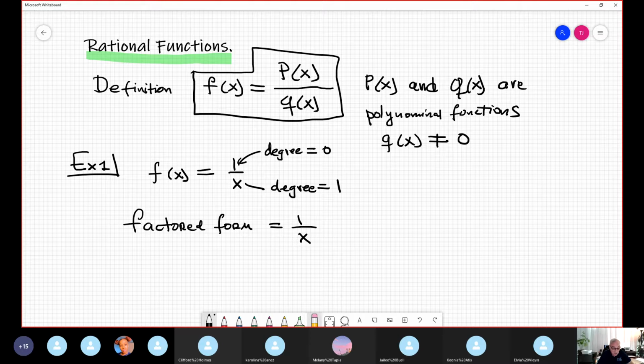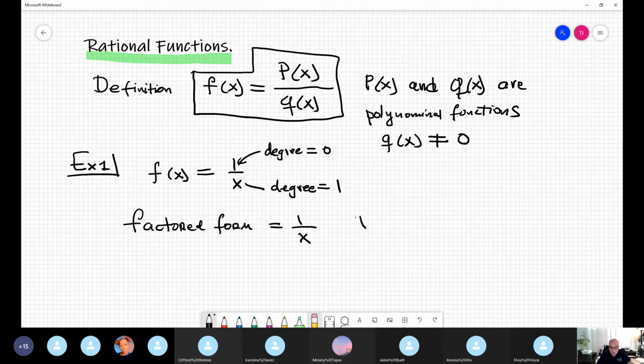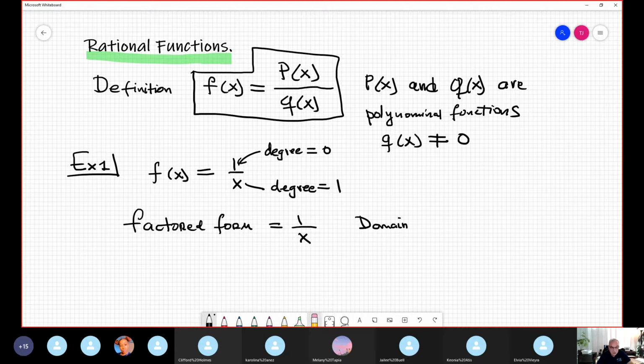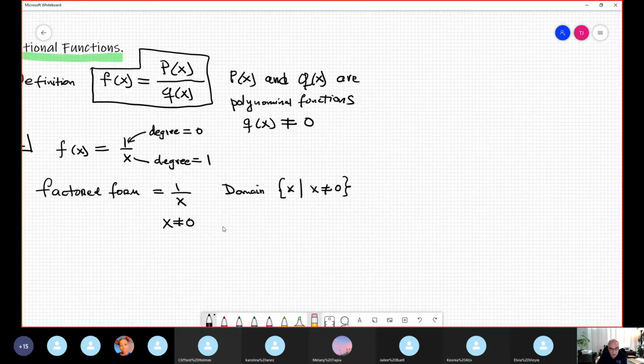In other examples, yes, you see the factorization. The domain of this elementary example is all real numbers except 0, because the restriction is that the denominator is not 0. You can write it like that if you want: x such that x is not 0. So at 0 we have no hole. It's a vertical asymptote. At 0 we have a vertical asymptote. What is that? Well, I want to explain in detail now.